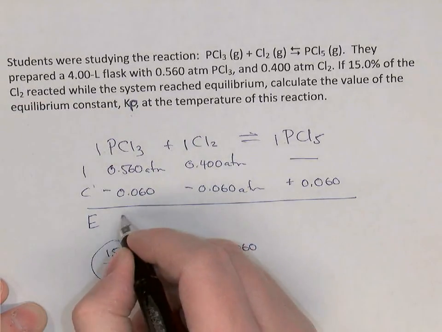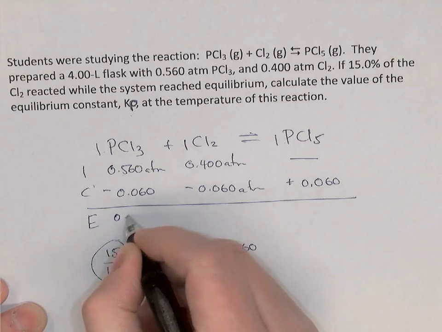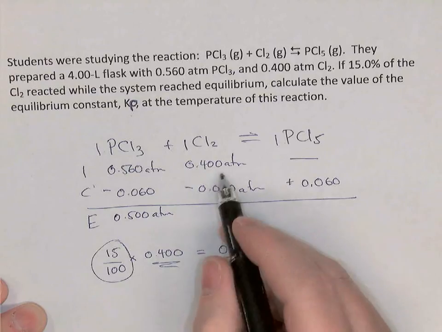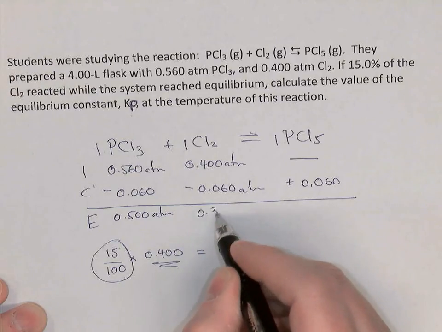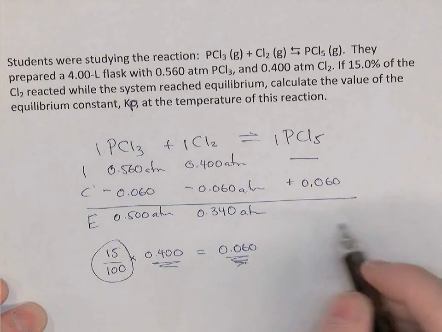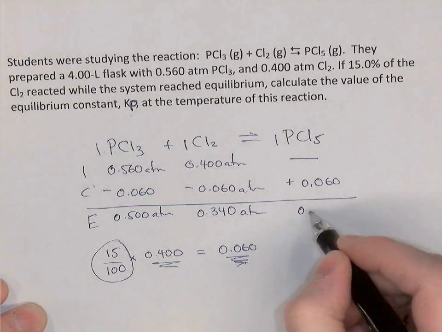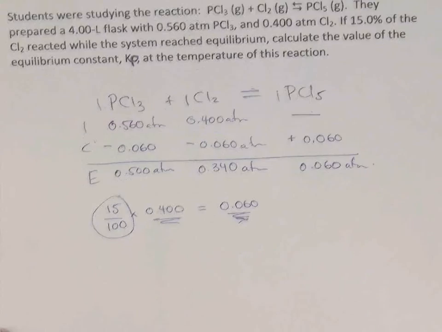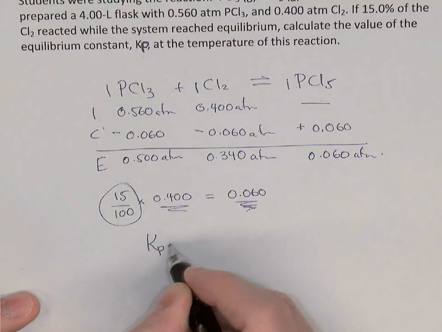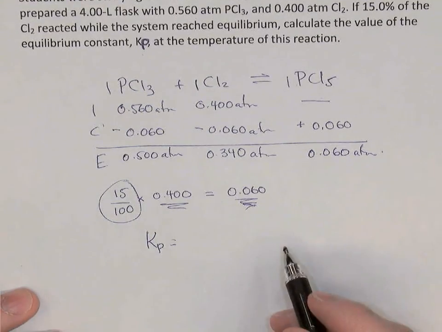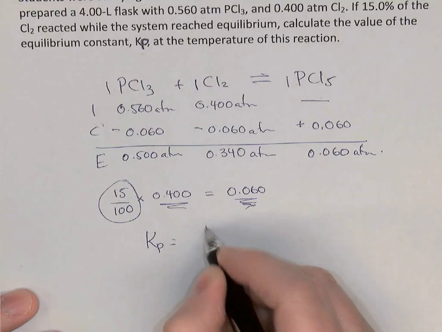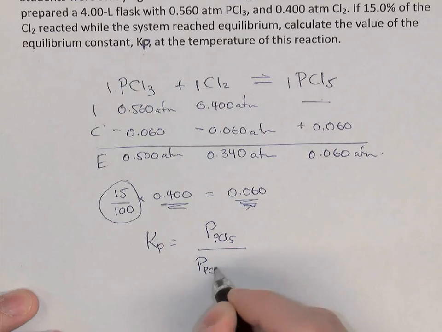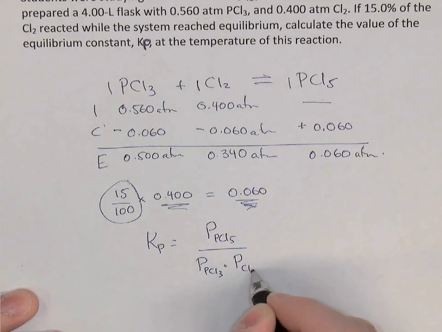So now at equilibrium, 0.56 take away 0.06, there's 0.5 atmospheres left of the PCl3. 0.4 minus 0.06, there's 0.340 atmospheres of the chlorine, and 0 plus 0.06 is 0.06 atmospheres of PCl5. Now we want to know Kp. We'll write the Kp expression, which is just the equilibrium expression using partial pressures instead of concentrations. So pressure of PCl5 over pressure of PCl3 times the pressure of Cl2.